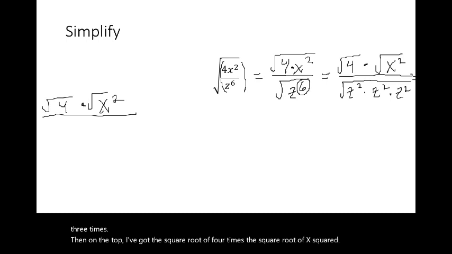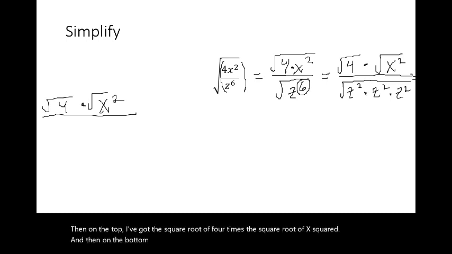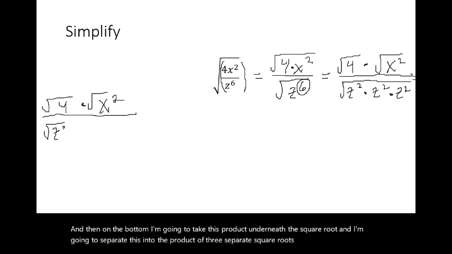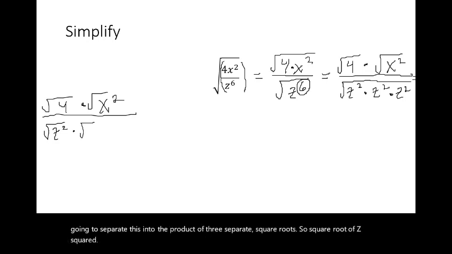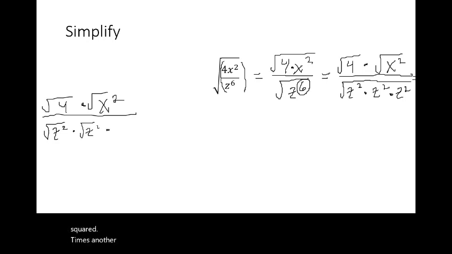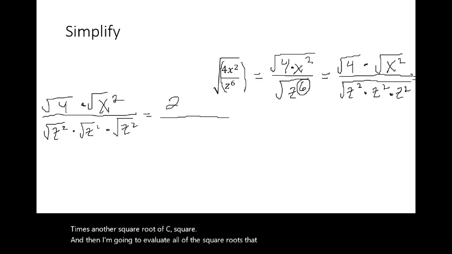And then on the bottom, I'm going to take this product underneath the square root, and I'm going to separate this into the product of 3 separate square roots. So square root of z squared times another root z squared times another square root of z squared. And then I'm going to evaluate all of the square roots that I can. So the square root of 4 is 2.